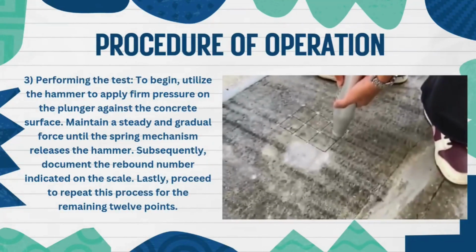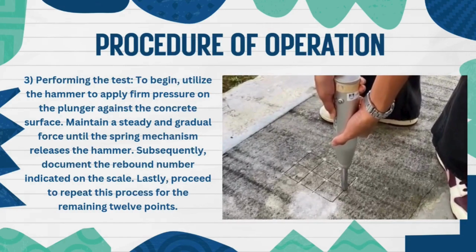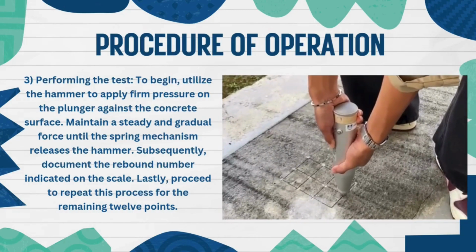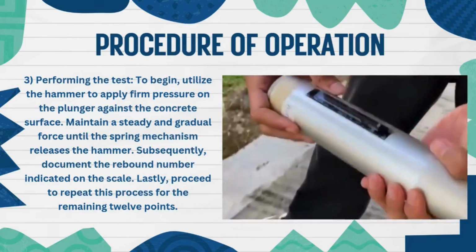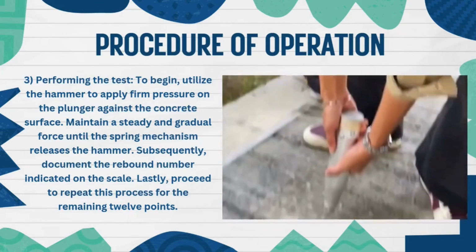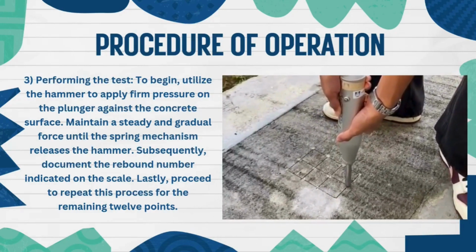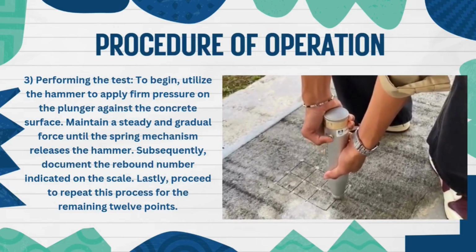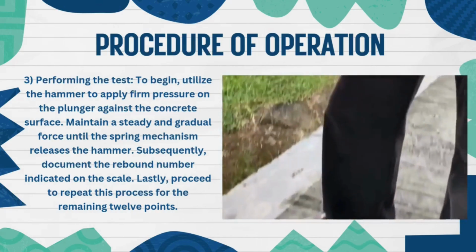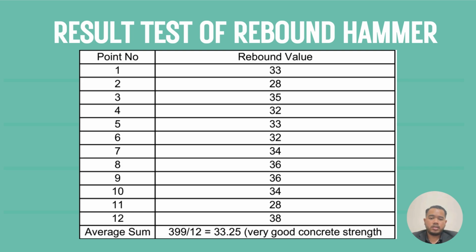Now you can perform the test. To begin, use the hammer to apply firm pressure on the plunger against the concrete surface. Maintain a steady and gradual force until the spring mechanism releases the hammer. Subsequently, document the rebound number indicated on the scale. Lastly, proceed to repeat this process for the remaining 12 points. Here are the test results of the rebound hammer.